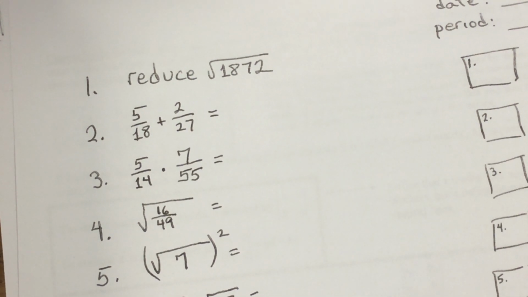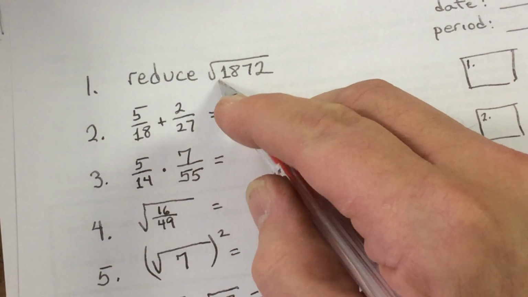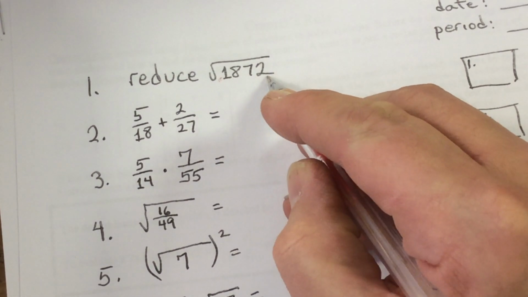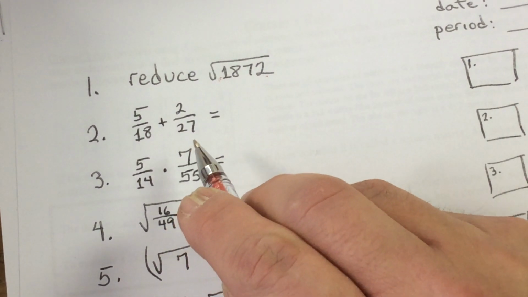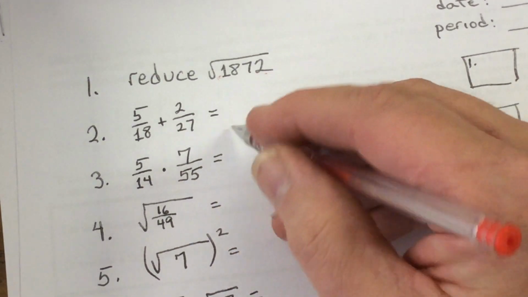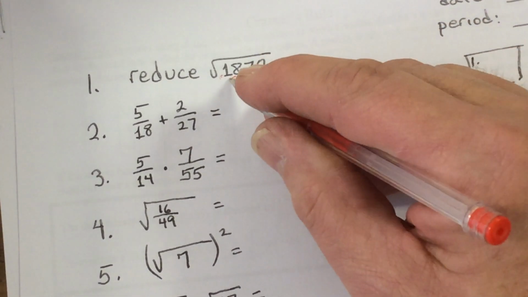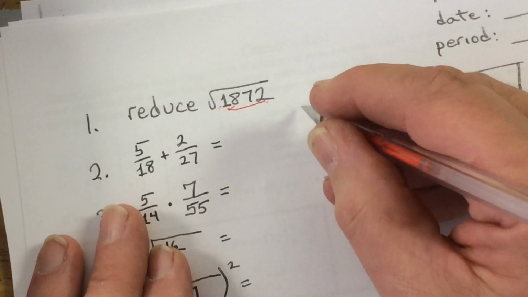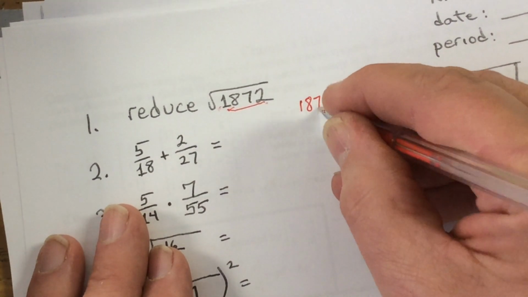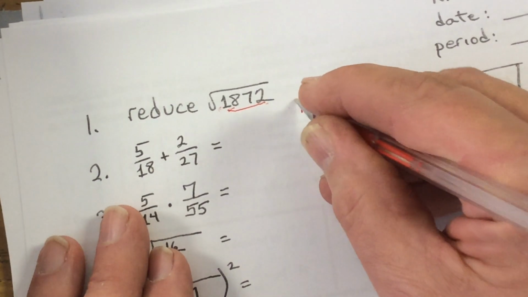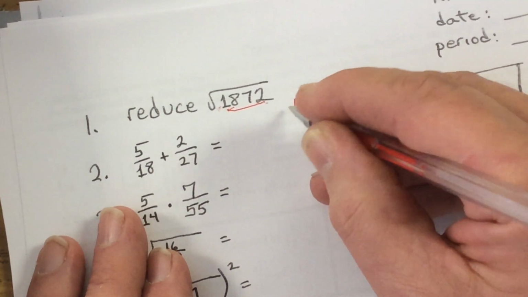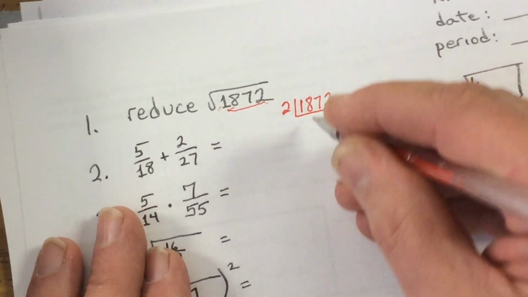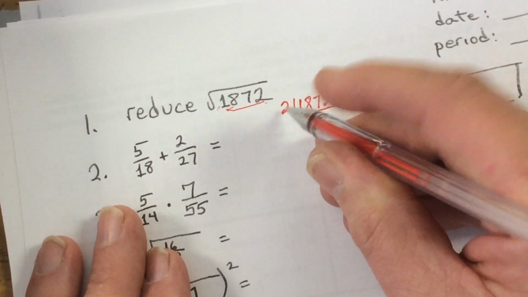This is the arithmetic quiz that period 5 took on Monday. And I just want to go over this with you so that you have some sense of what it should have looked like. In order to find the square root of 1872, you need to find the factors. And you may or may not have a method that works for you. But if you didn't get the right answer, you might want to check out this method.